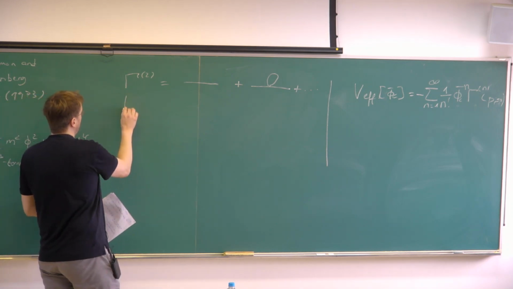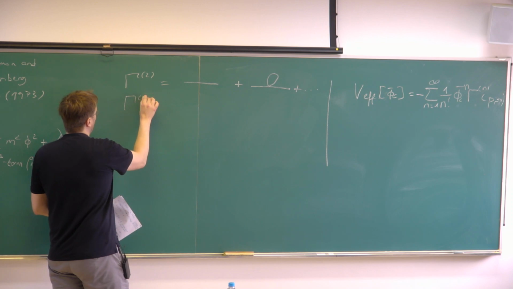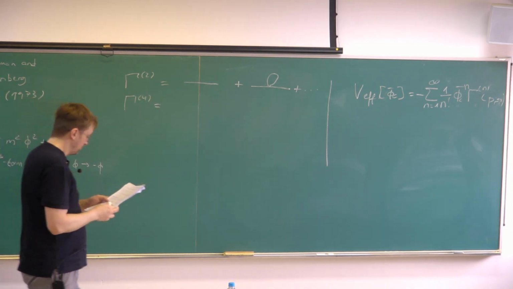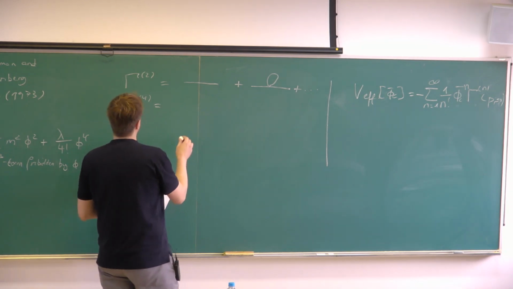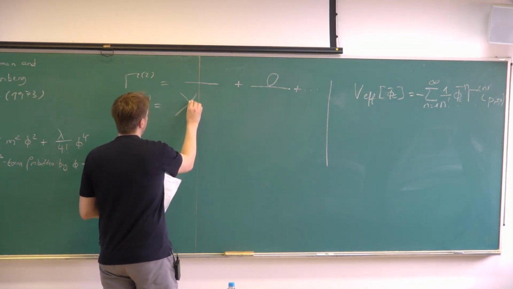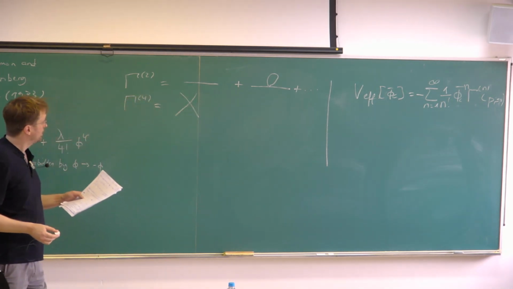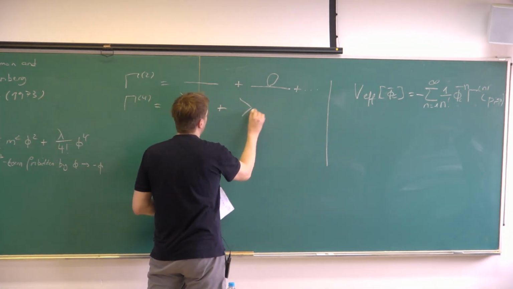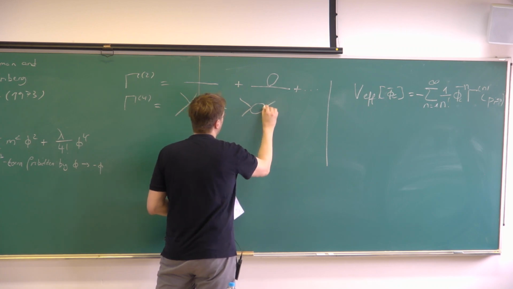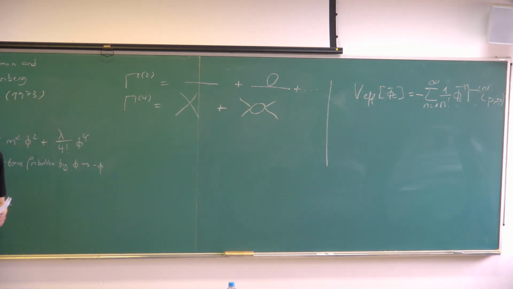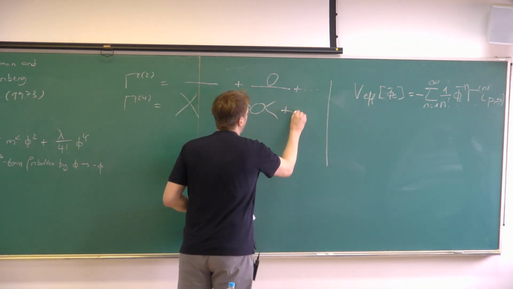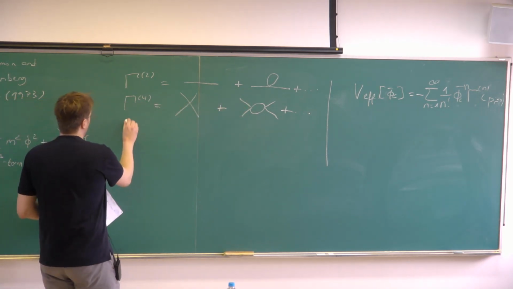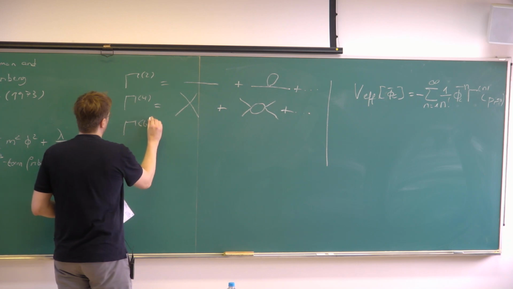The next 1PI function that we can write down using Feynman diagrams is the 4-point function. There's a vertex, and then the first correction to this diagram looks like this. You've probably all seen this before. Now going to higher order, the next one would be gamma 6.